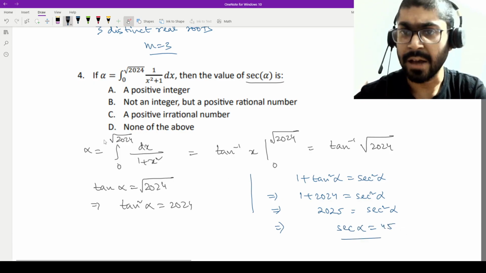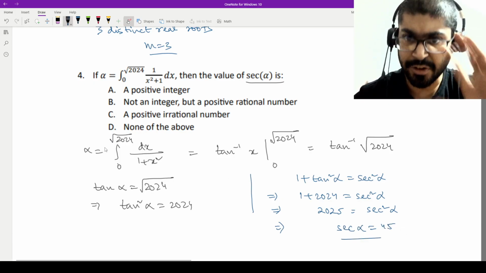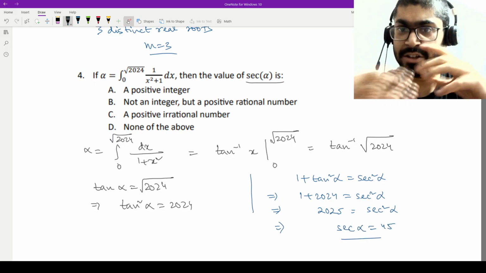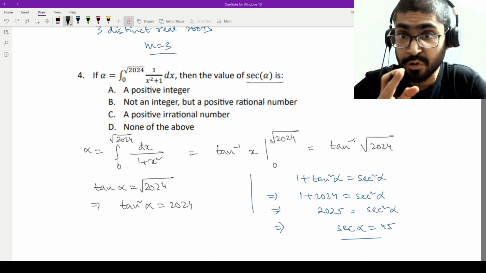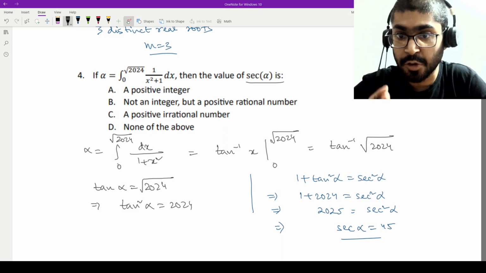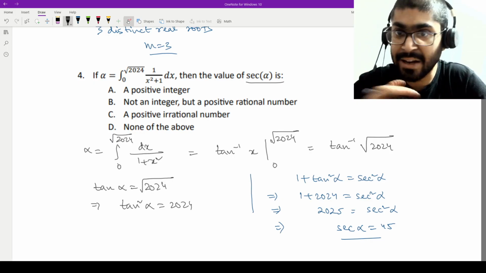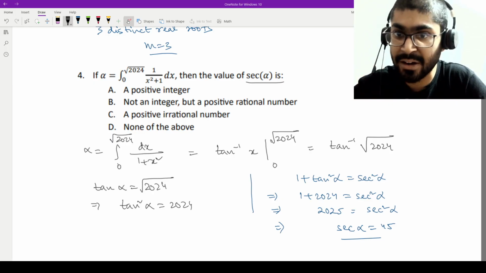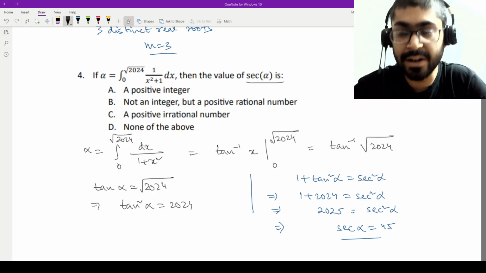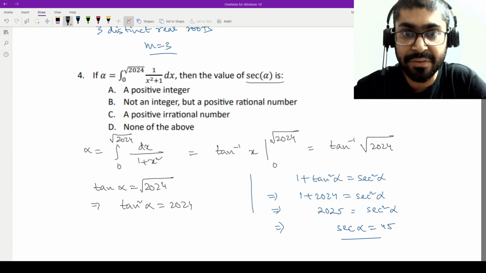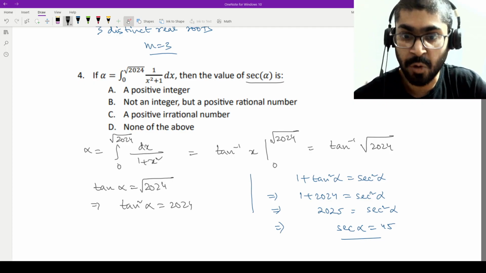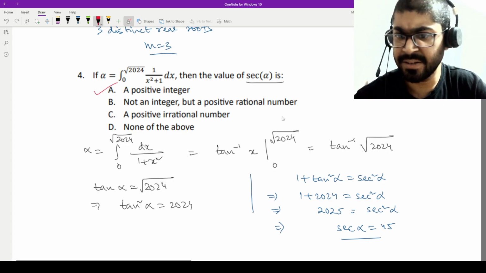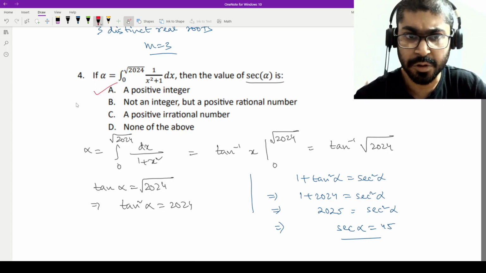Okay, now as we are dealing with the first quadrant only, we would only consider the positive root, because in the first quadrant everything is positive, right? Cos would be negative in the second quadrant. So we would not be accepting the negative 45 value here, because that would shift the quadrants, and our calculations were being done in the first quadrant. Alright, so for the first quadrant sec alpha is 45, and among A, B, C, what are the options that we can match? A, right? Positive integer. Not an integer, nope. Positive irrational number, nope. So option A.